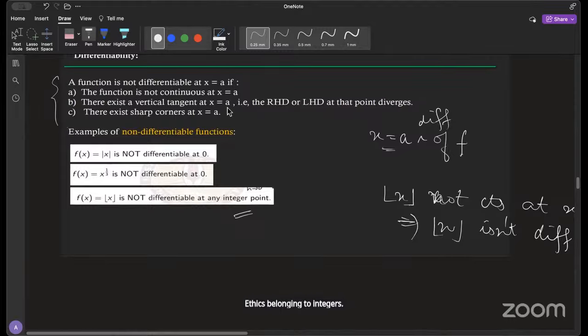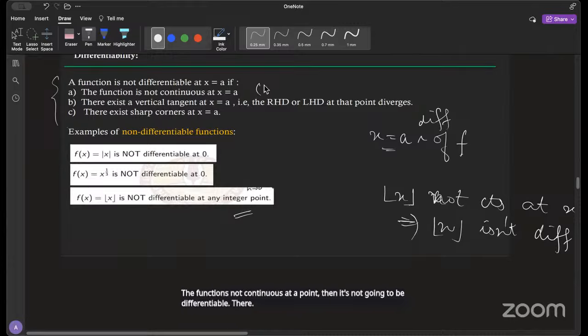So this just concludes that if you need your function to be differentiable, you also need it to be continuous. If a function is not continuous at a point, then it's not going to be differentiable there. Is that okay? So if you see a function which is not continuous at a given point, that means it's also not differentiable there. For example, this one.